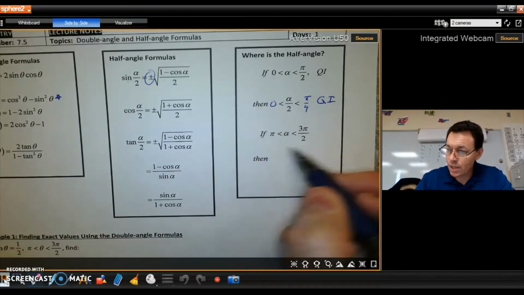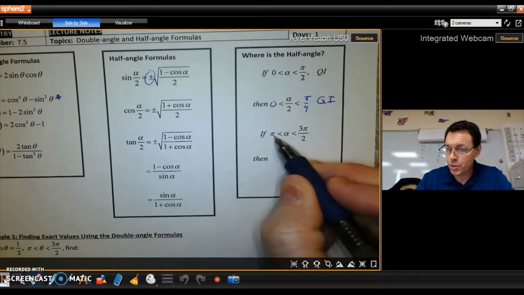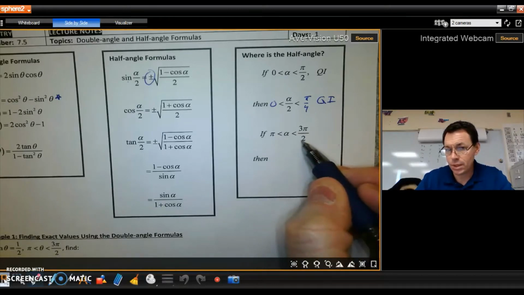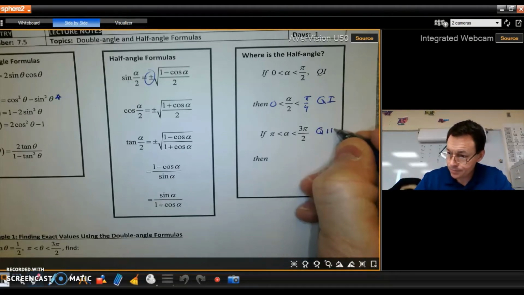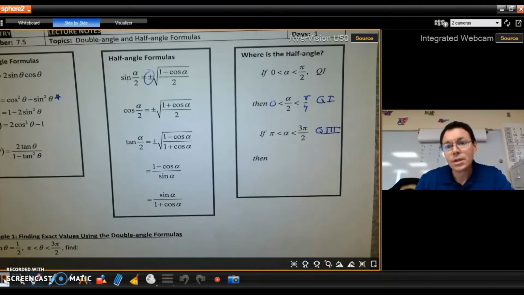What if they gave you this? What if the original angle was between pi, so think where that is, and 3 pi over 2? Okay, so my original angle is in quadrant 3. So where would its half angle be?